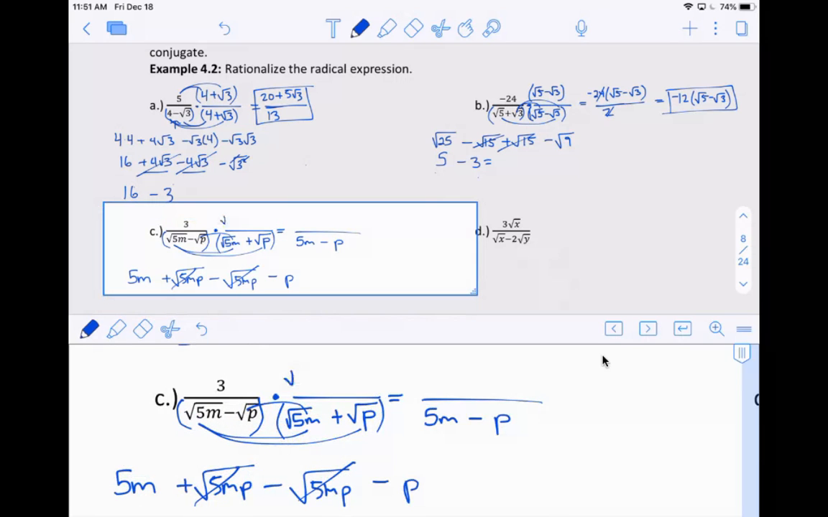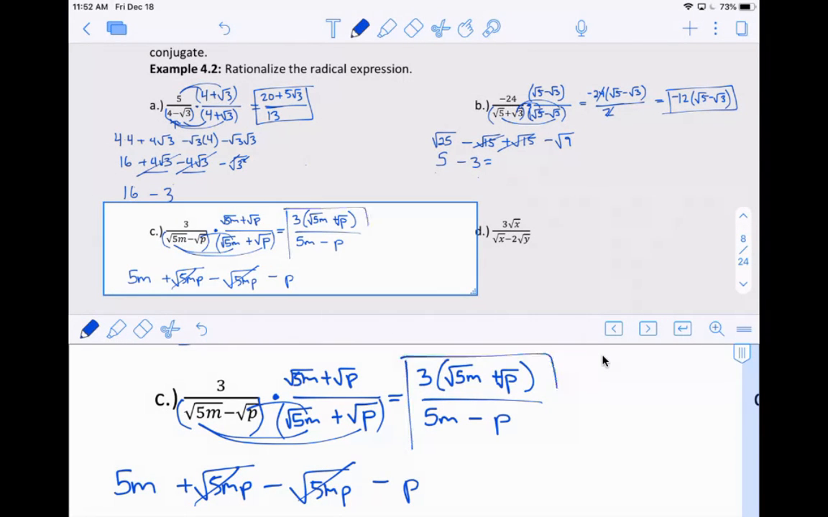All right, we do that to the top as well. Here, there is no benefit or disadvantage to multiplying that 3 in, so feel free to make it 3 root 5m plus 3 root p, or keep it outside. It doesn't cancel either way, and so it is entirely up to you.